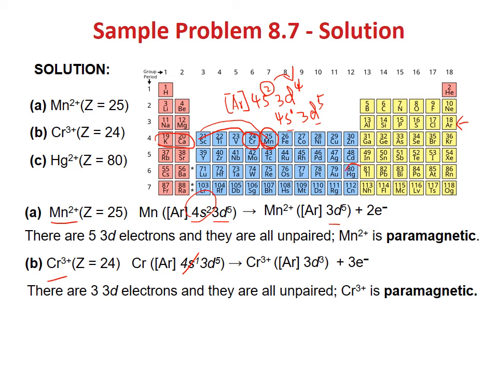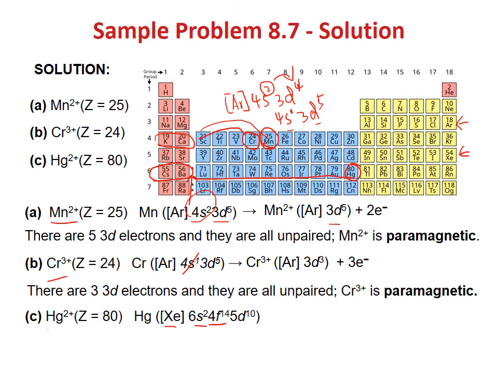So mercury is right here, and the previous noble gas is xenon. So the electron configuration should be xenon in brackets, 6s2 electrons, and then between 6s and 5d there are 14 f orbital electrons, so 4f14, and then 5d10. So these are 10 electrons, 5d10.